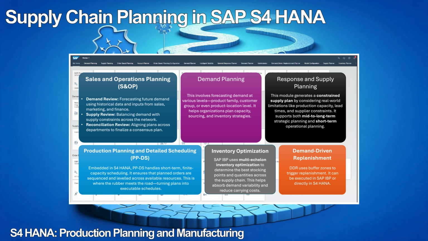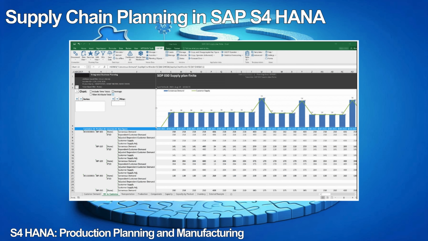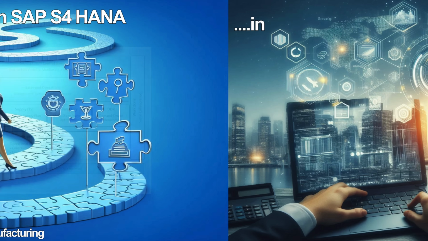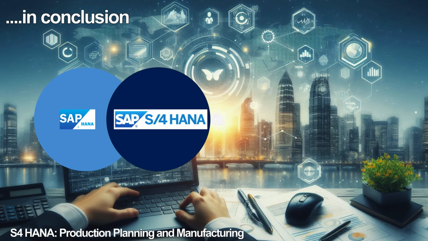SAP IBP also offers two user interfaces, a web UI for configuration and collaboration and an Excel UI for planners, with powerful planning views and VBA integration. Together, SAP IBP and embedded PPDS in S/4HANA provide a comprehensive, end-to-end planning solution, from strategic forecasting to detailed execution. That concludes our introduction to supply chain planning in SAP S/4HANA.